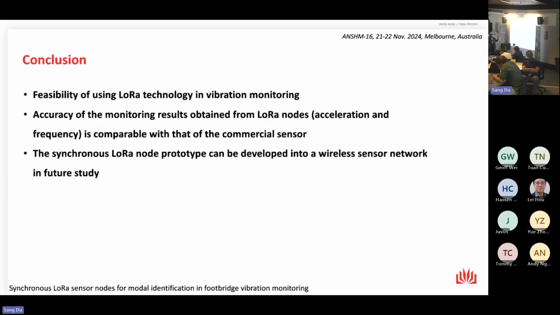Here is the conclusion. First, we think it's feasible to use LoRa technology in vibration monitoring. Also, we confirmed the accuracy of the monitoring results from the LoRa node with a commercial sensor. Then we think the synchronous LoRa node prototype with 2 LoRa nodes can be developed into a wireless sensor network in future study.